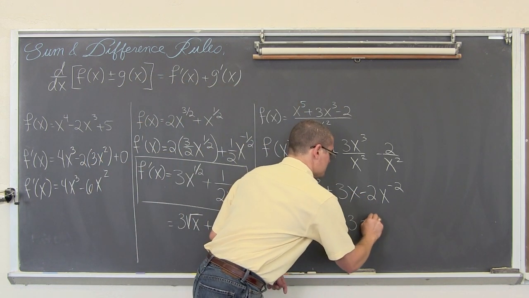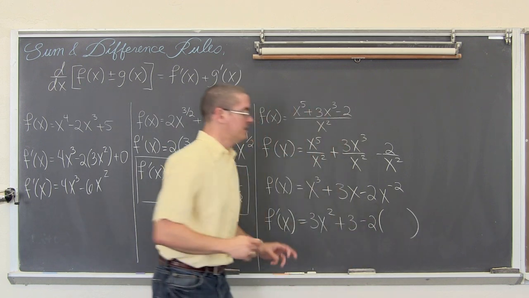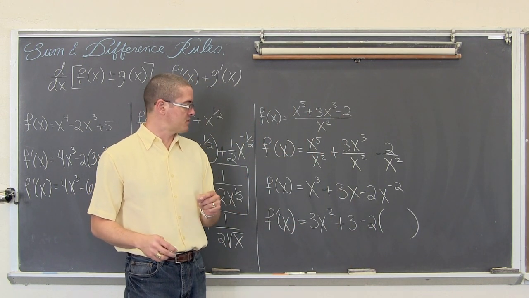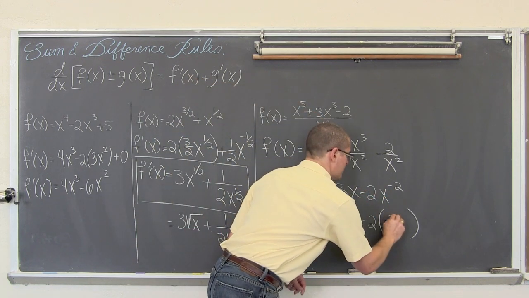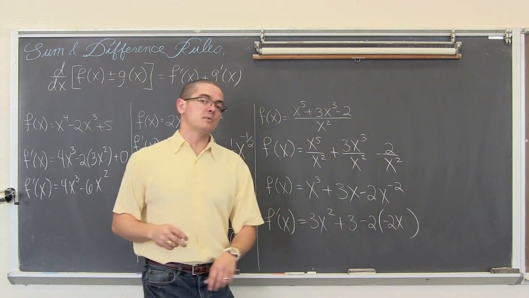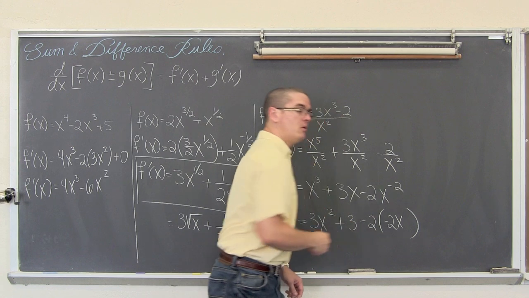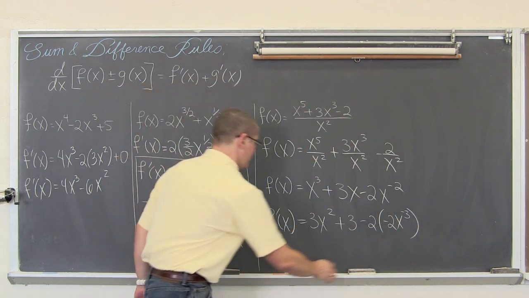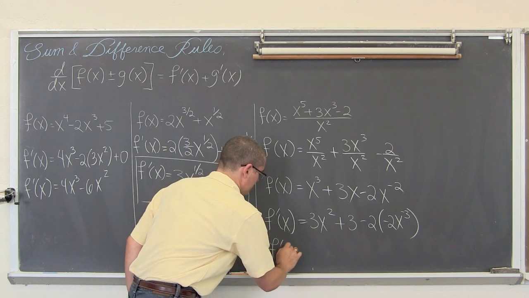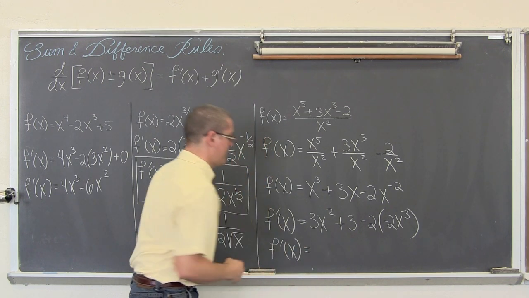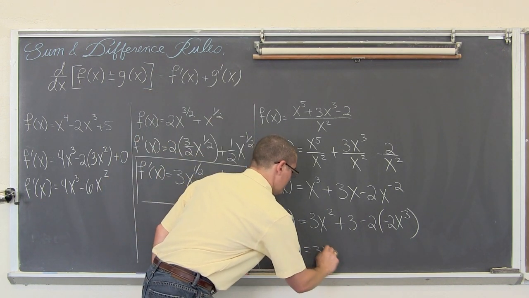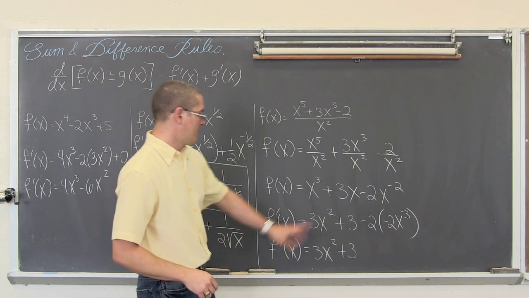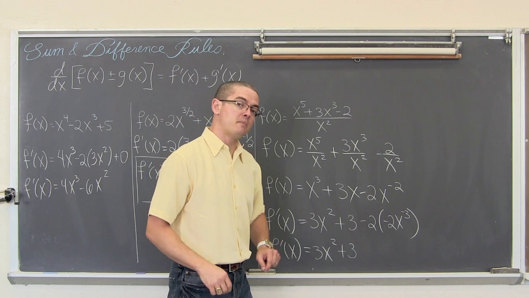Now we have minus 2. Okay, now let's take the derivative, that's the constant multiple. Let's take the derivative of x to the negative 2. Negative 2 out front, so negative 2x. Reduce that exponent by 1, and negative 2 minus 1 is negative 3. Clean it up, and we have the derivative of f of x, or f prime of x, is equal to 3x squared plus 3. Let's see here. Negative 2 times negative 2 is positive 4.